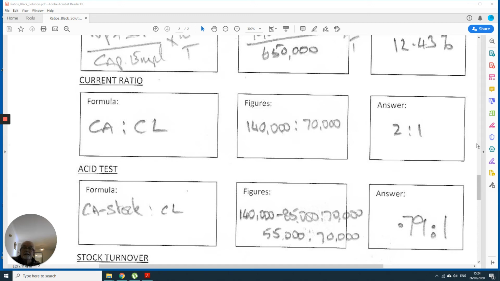The recommended asset test is 1:1. Under 1:1, and you can't pay your debts as they fall due, just like this firm can't. And over 1:1 is looked at as being a bit wasteful.